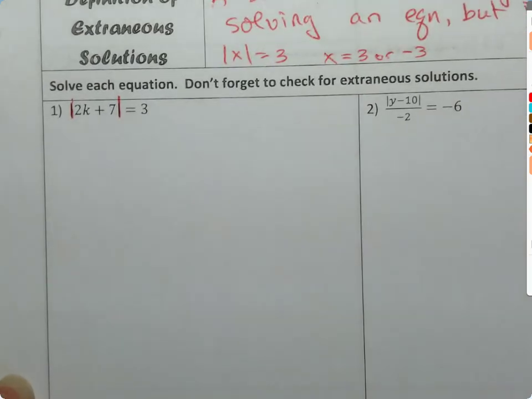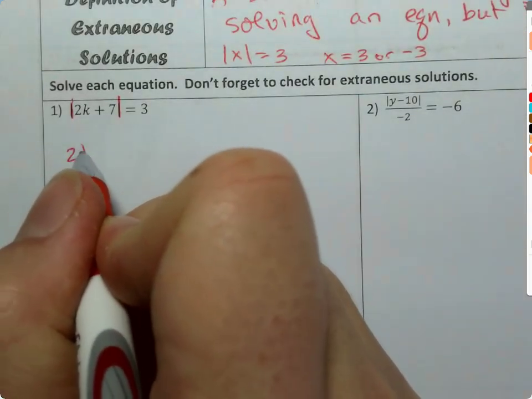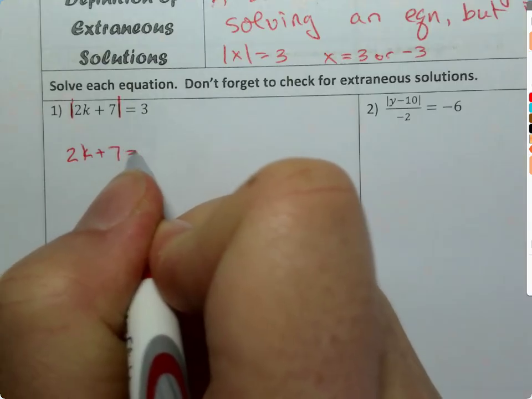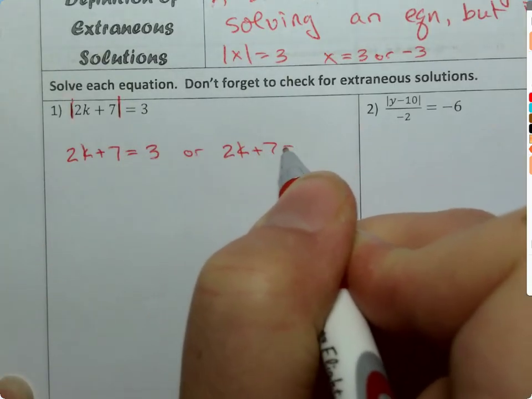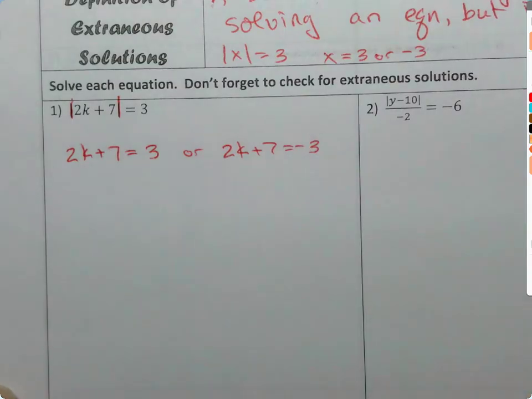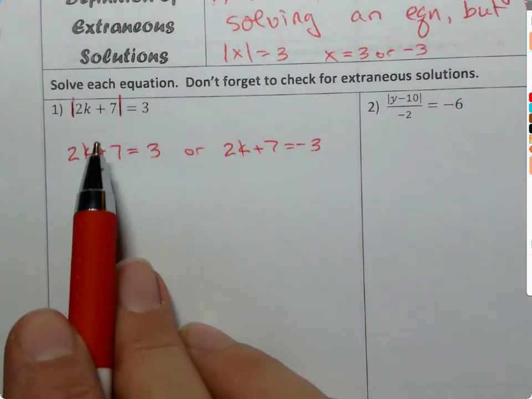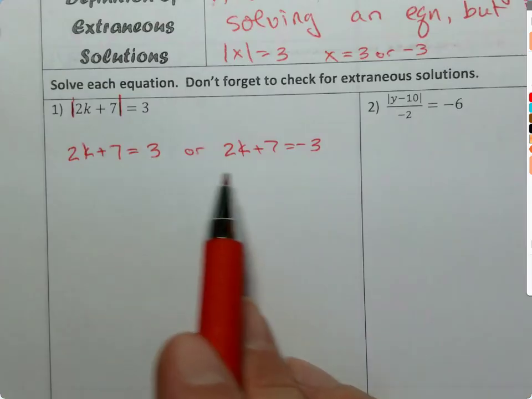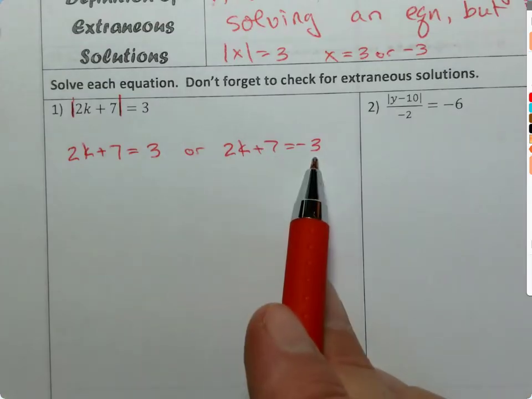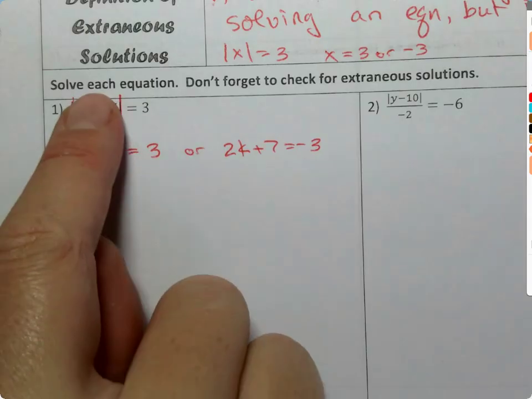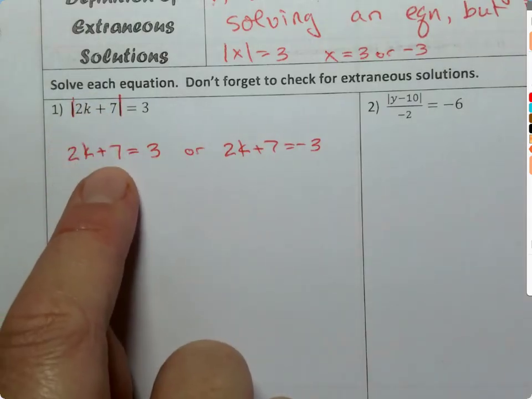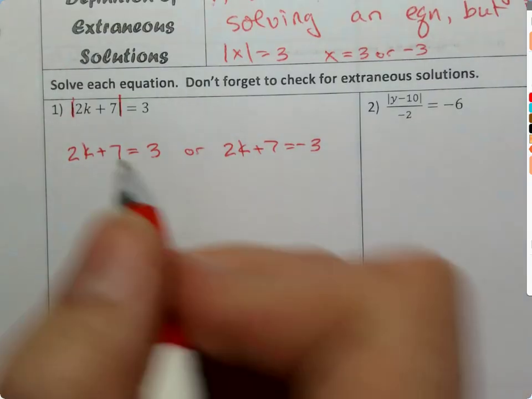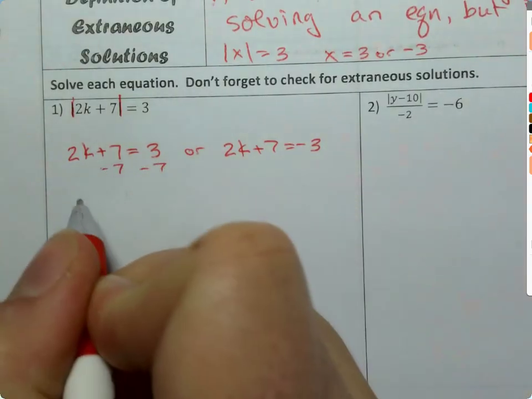So see how I'm saying what's inside? What's inside is 2k plus 7. That could equal 3, or what's inside stays the same, could equal -3. I need to figure out what k value will make this be a 3 and what k value would make this be a -3. So absolute value of 3 is 3, absolute value of -3 is 3. So that's why we set the inside equal. And then you're just going to solve them. Yes, we're doing the same thing when we solve them.